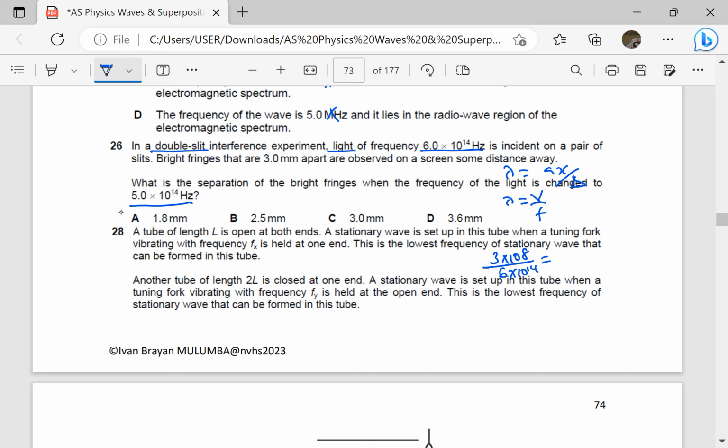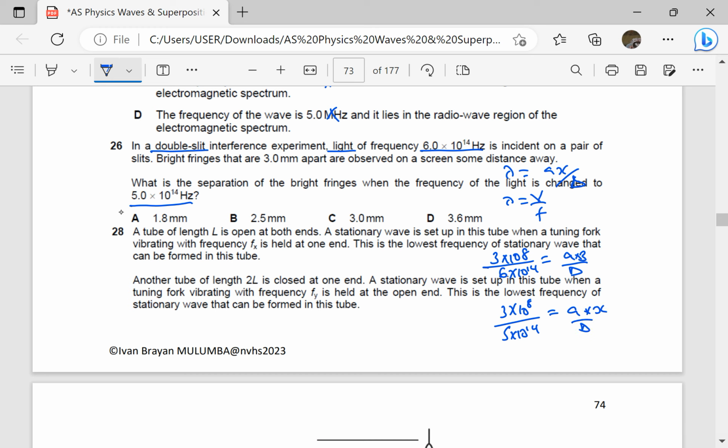Bright fringes that are 3 millimeters apart are observed on the screen some distance away. So it's equal to A, which is the slit separation, times 3 millimeters. I will not change 3, divided by the distance D. So we repeat the same for the other one. The speed is still 3 times 10 power 8. The frequency is changed to 5 times 10 power 14. This is equal to A times X over D.